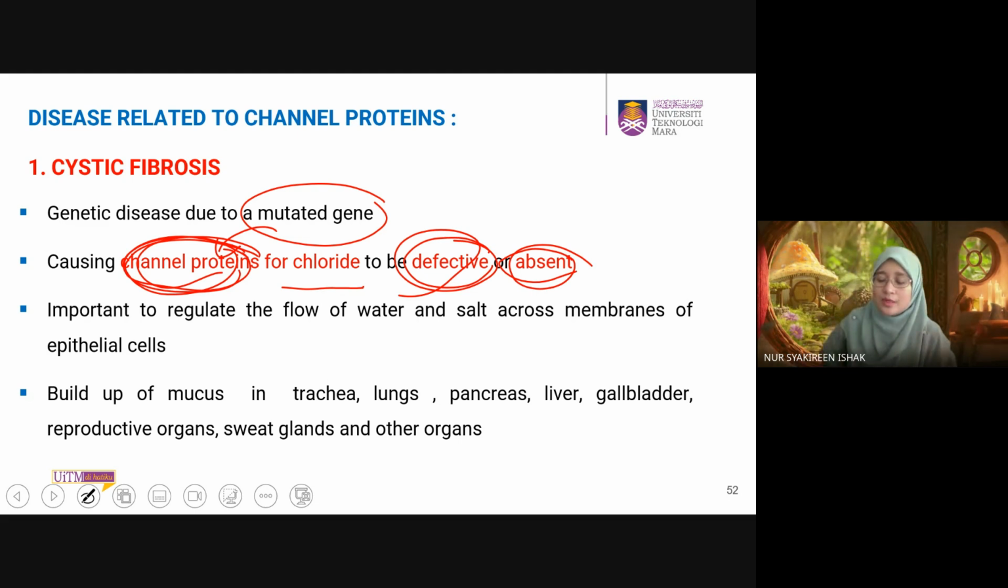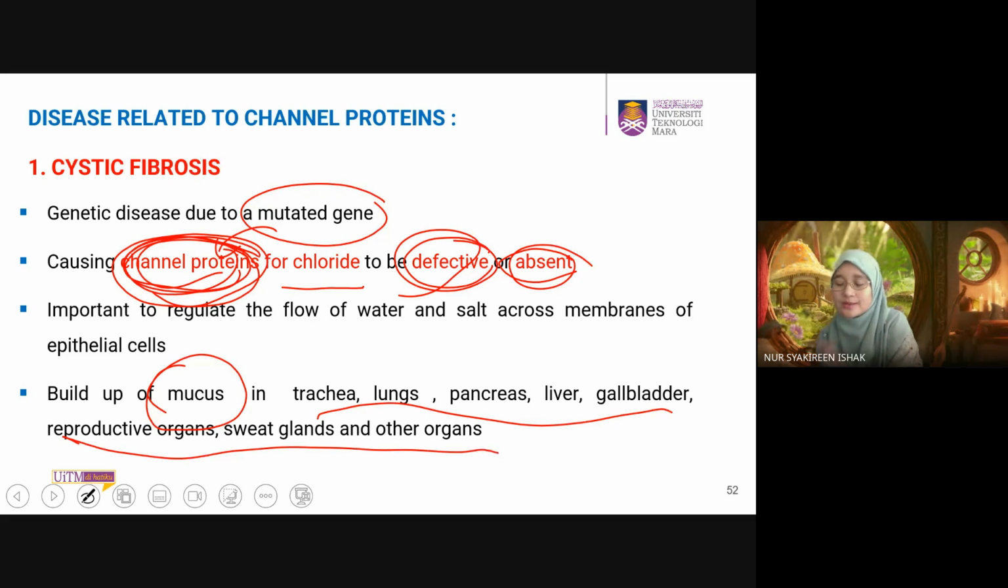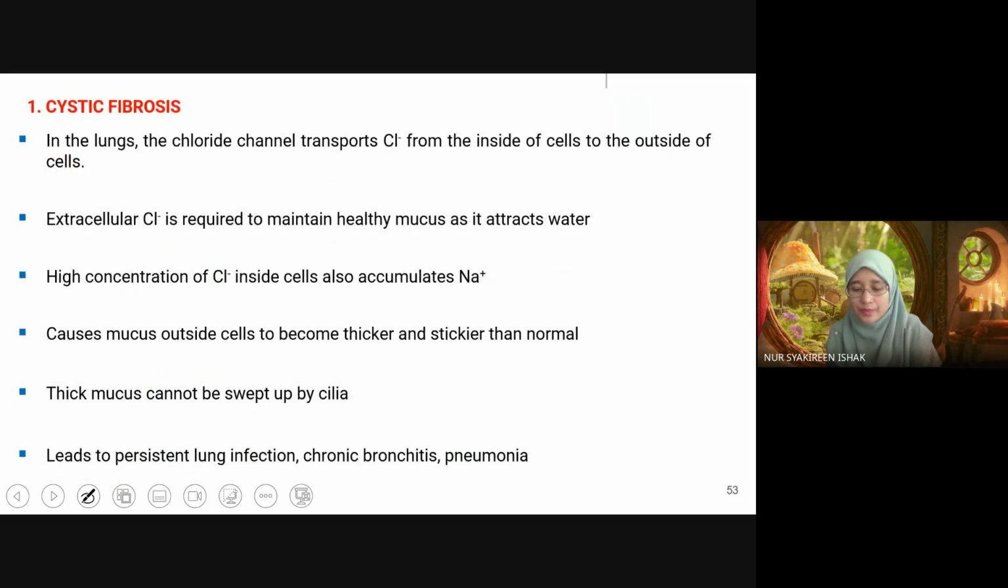Okay. So what is the importance of this channel protein? It is to transport chloride ion in and out of the cell. It is important to regulate the flow of water and salt across the membrane of epithelial cells. Due to the channel protein being absent or unable to function, it causes mucus to build up in these organs: the trachea, the lungs, the pancreas, the liver, the gallbladder, the reproductive organs, sweat glands, and also other organs. So this is the explanation for cystic fibrosis.